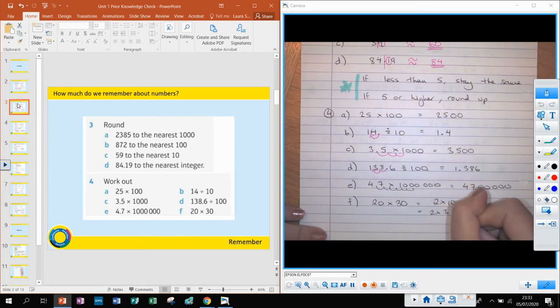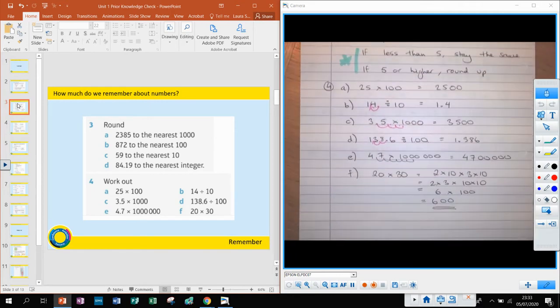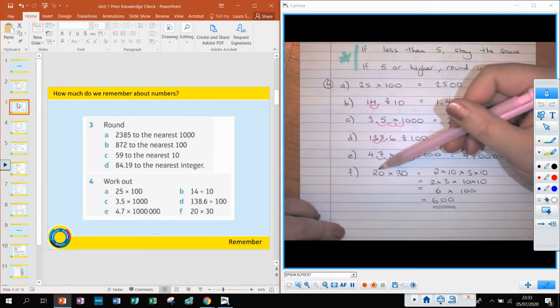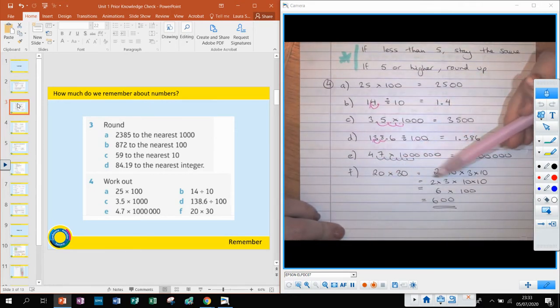2 times 3 times 10 times 10. So what I've done is I've reordered them. I've put the 2 times 3 together because that's easy to figure out, and the powers of 10 together. Well, 2 times 3 is 6. 10 times 10 is 100. So 6 times 100 gives me 600. Okay? All right, so that's a really nice way to deal with multiplication when the numbers get larger. You can split them up as long as you still are multiplying together correctly. Okay, that's perfectly allowed.